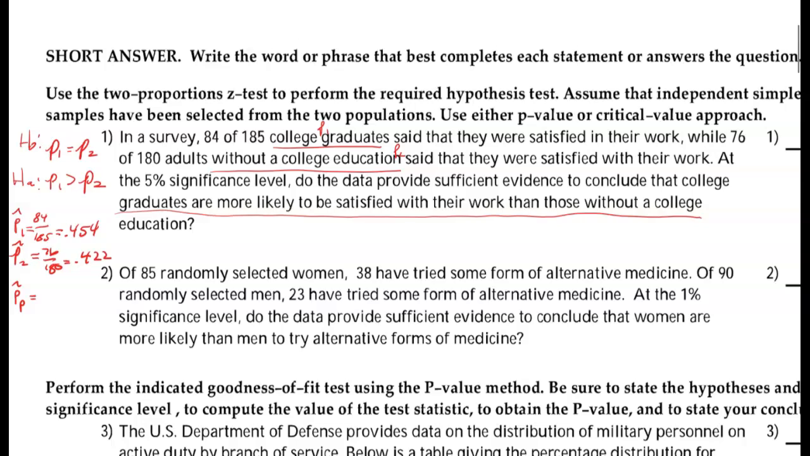So when you add 84 and 76, you get 160. And when you add 185 and 180, you get 365. So our pooled proportion is 0.438. Now we have all the information we need to plug into our formula.